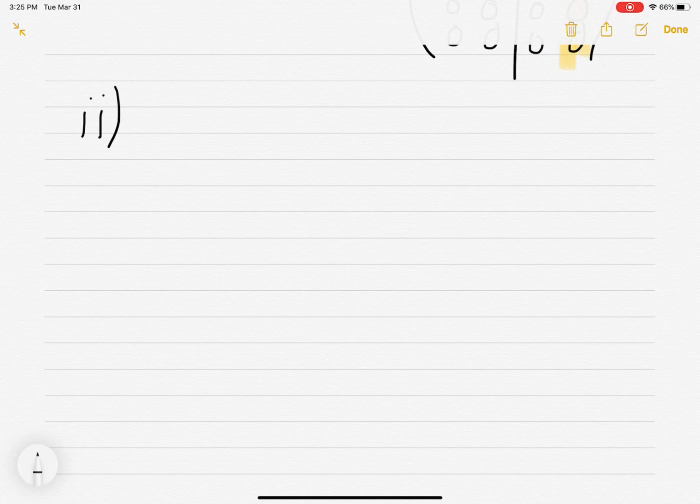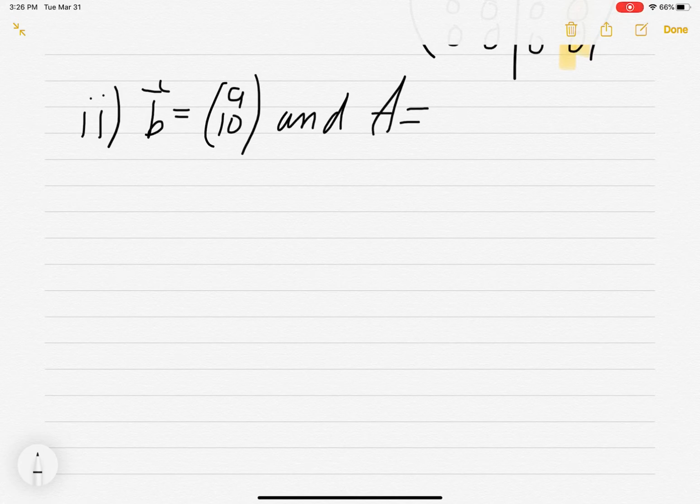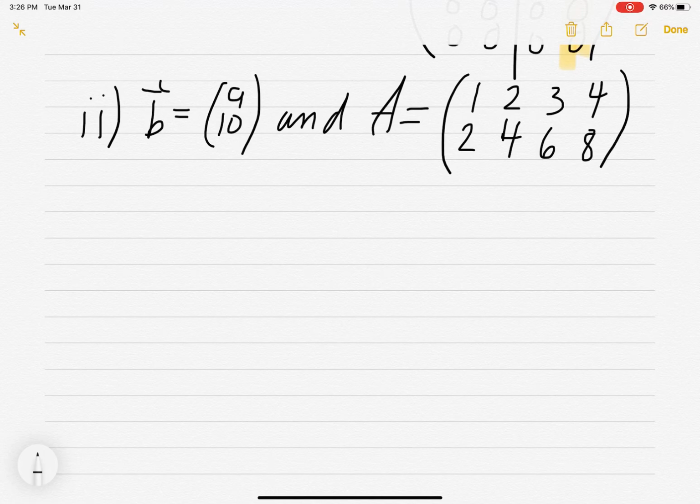To determine if B is in the column space of A, here's a vector B, 9, 10, equals. So that's my vector, and my matrix A consists of 1, 2, 2, 4, 3, 6, 4, 8. And I want to see, okay, is B a linear combination of the columns of A? So that's the question. Is AX equals B, that linear system, consistent? Is there a solution?